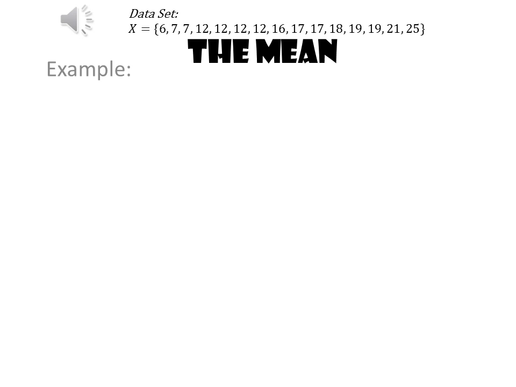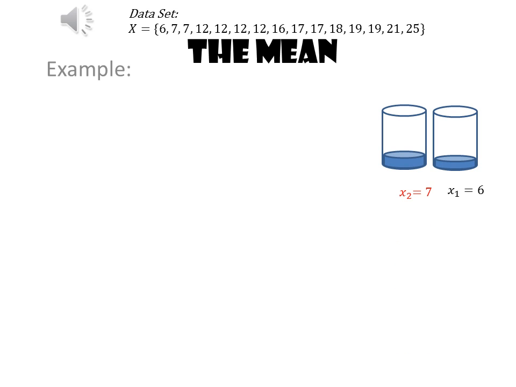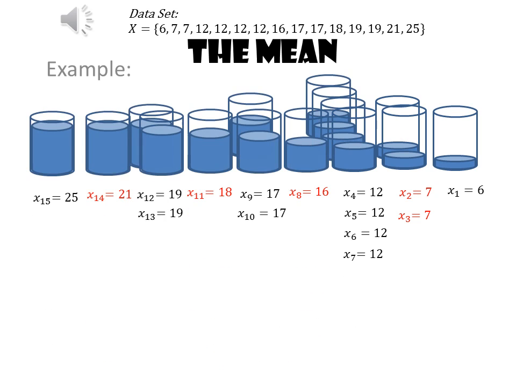So now I'm going to calculate the mean of my original data set. What I'm going to do is represent each data value as a glass filled to a certain number of units. So for instance, x1 I'm going to represent as a glass filled with liquid up to 6 units tall. x2 I'm going to represent as a glass filled with liquid up to 7 units tall. x3 I'm going to represent as a glass filled with liquid up to 7 units tall. x4 I'm going to represent as a glass filled with liquid up to 12 units tall. And I'm going to continue this process all the way up to the 15th data value, which I'm going to represent as a glass filled with liquid up to 25 units.